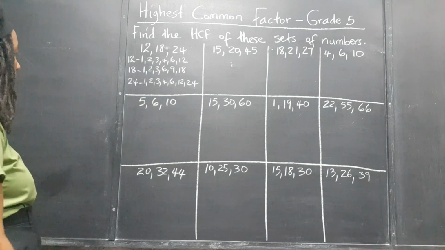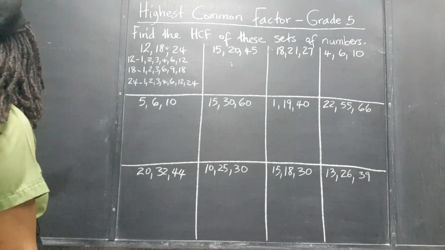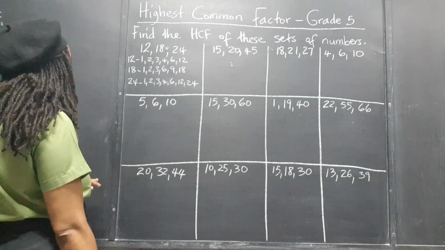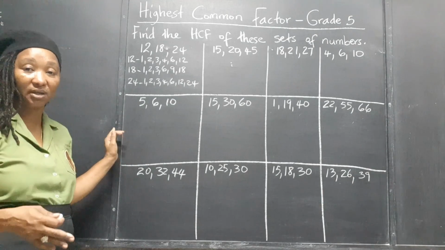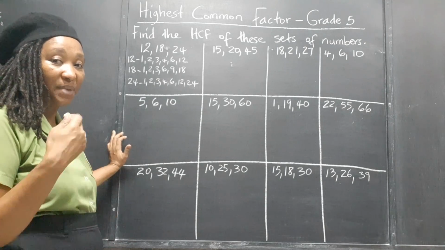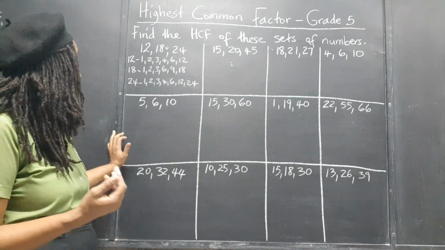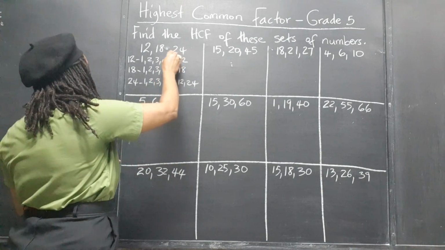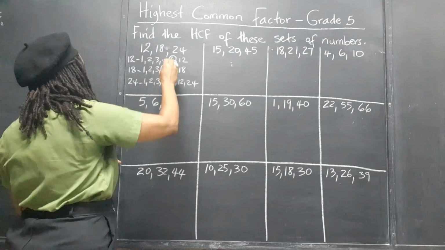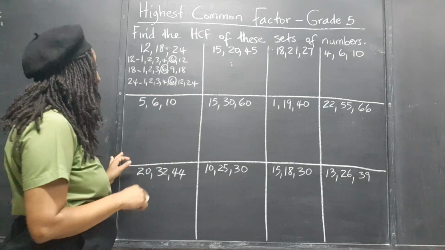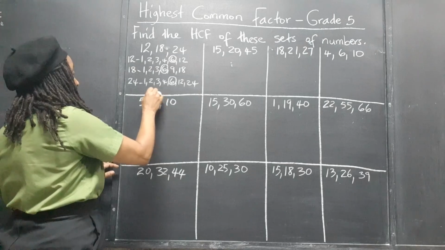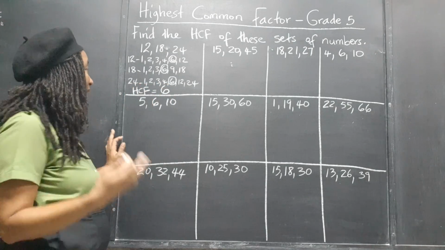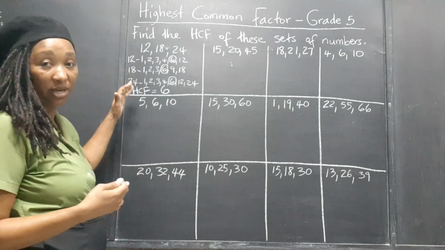Alright, 1, 2, 3 are all common. But are they the highest common? Is any of those the biggest number that's common? No, because if we look carefully, we see the 6 is also common. The 6 is common to all three. The 6 is a common factor, and it actually is the highest common factor. It's the biggest factor that's common to all three numbers.